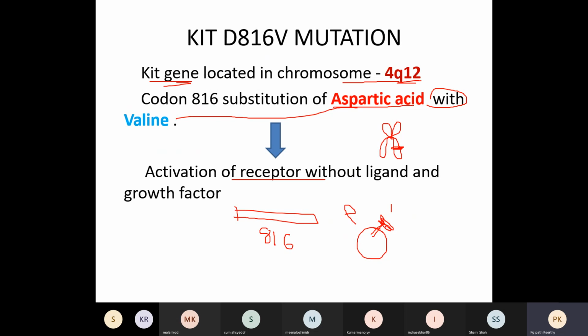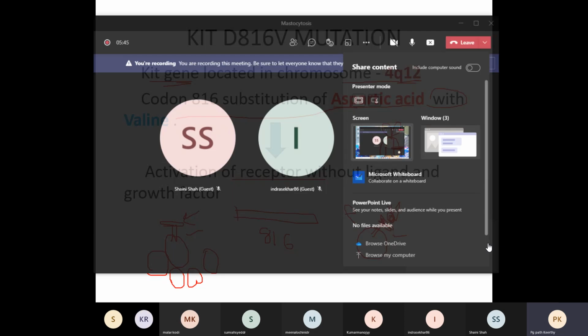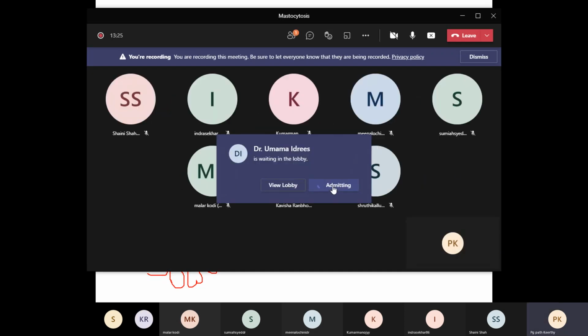Usually the receptor gets activated only if a growth factor binds to it, right? But here you don't need this. Because of this mutated gene which produces this abnormal receptor, it will be continuously active. It does not require any stimuli, and it cannot be inhibited by negative inhibitors. So it is continuously active, leading to the proliferation of your mast cells. Okay, what is it? c-KIT mutation at 816, where there is a substitution of aspartic acid with valine. That you have to understand.